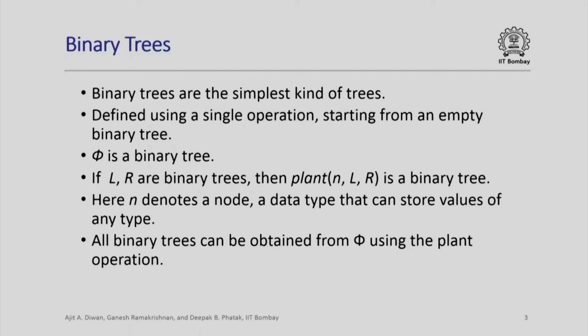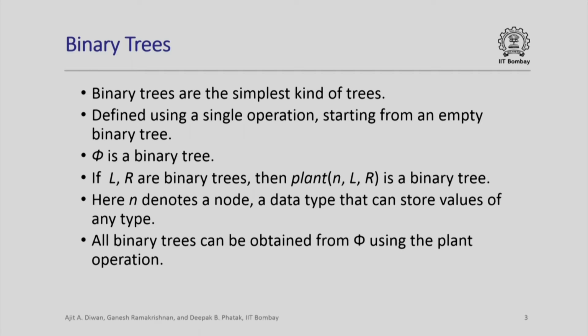Again, just as in case of sequences, they are defined by a single operation. The push operation was used to define sequences. For binary trees, we will define an operation called plant. Again, an empty binary tree always exists. So, phi is always a binary tree, and if we have two binary trees L and R, then by planting them using the operation plant N L R, we get a new binary tree.